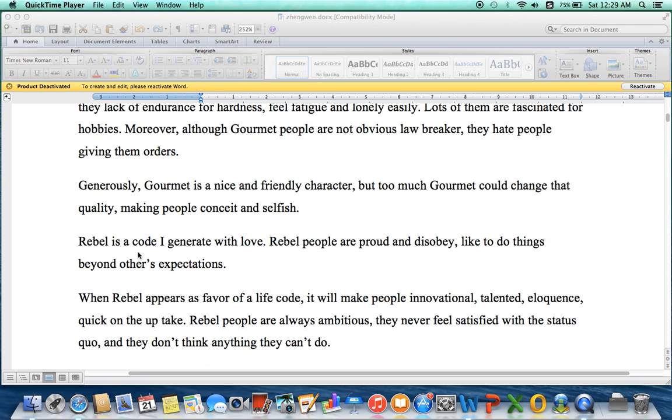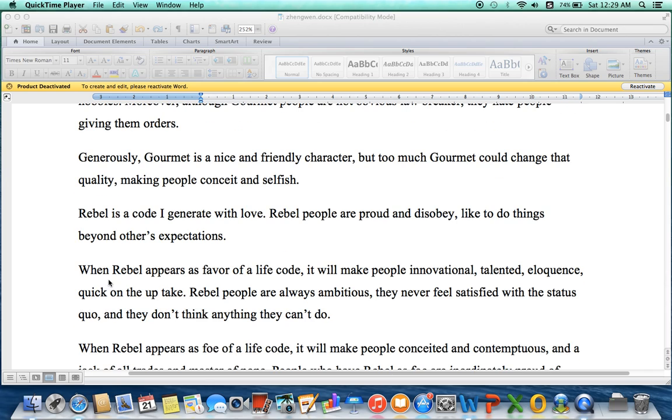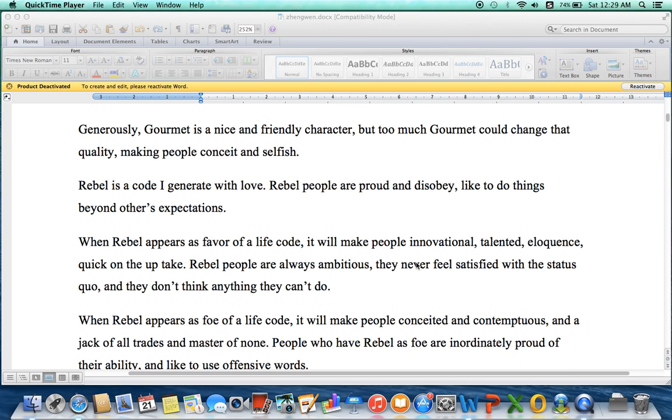And rebel. Rebel is the opposite sex of gourmet. It's the code I generate with love. Rebel people are proud, disobedient, like to do things beyond people's expectations. When rebel serves as favor, it will show the good side, which is revolutionary, talented, smart, very good at talking, quick on learning new things.